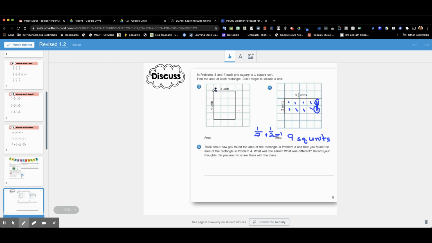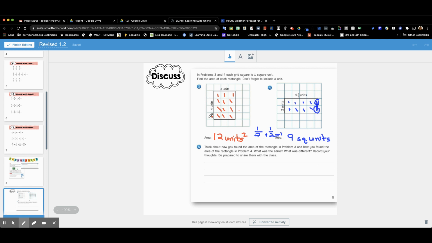For this one, I'd like you to pause the video and find the area on your own, and then come back and check your work. All right, so you can see my work here. I've counted all the squares, and I got 12 units, and I got this little 2 here. This 2 that's up high actually represents squared, so it's units squared.